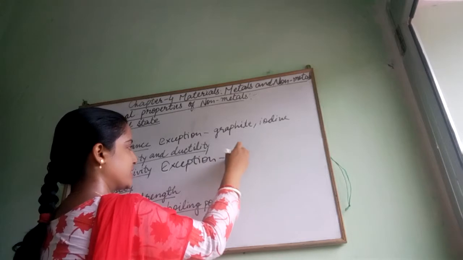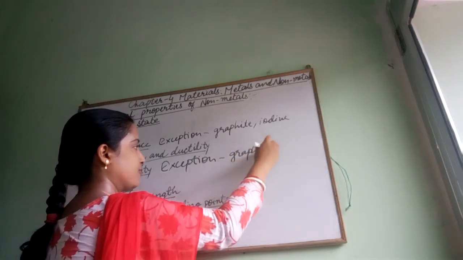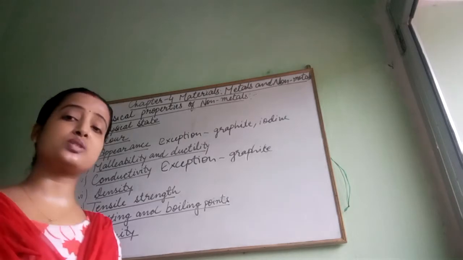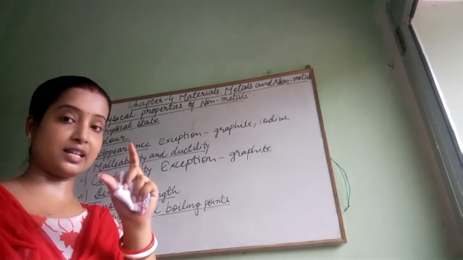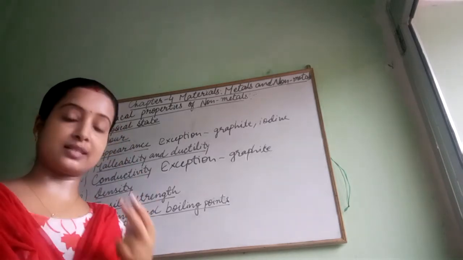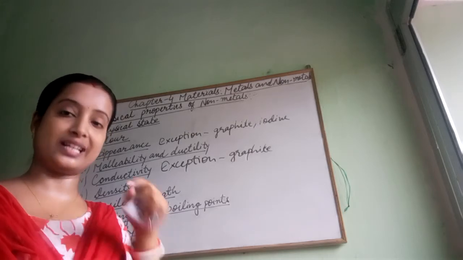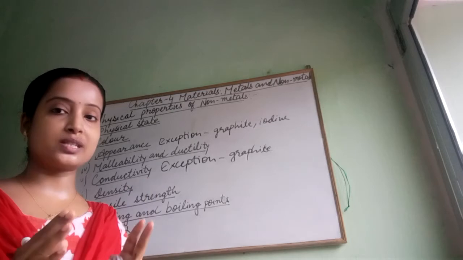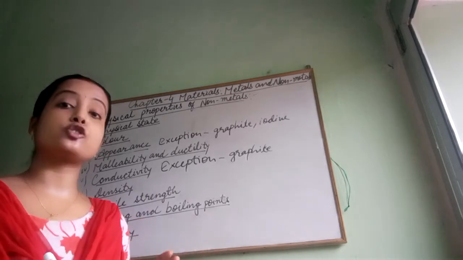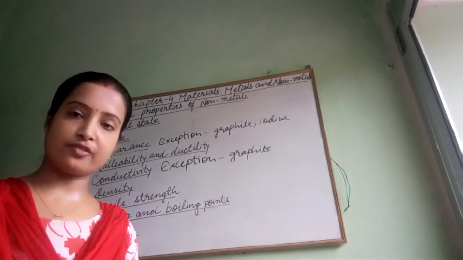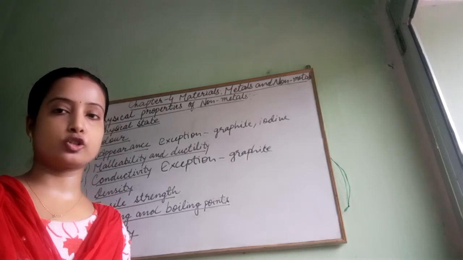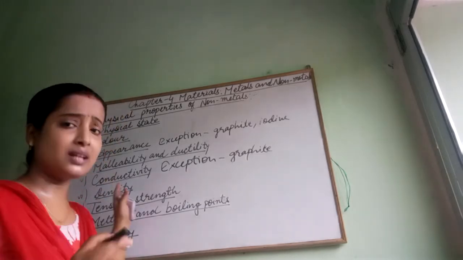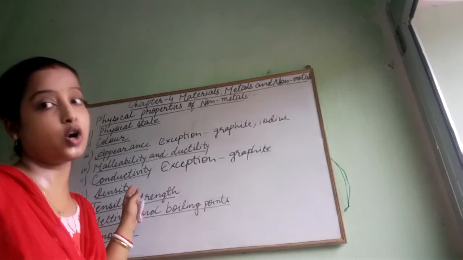again graphite. Yes, children, graphite is a very good conductor of electricity. That's why it is used as an electrode in cells. In a cell, you can see that graphite is used as an electrode inside. It is a very good conductor of electricity, it allows electricity to pass through it, and it is also a very good conductor of heat. Not only graphite but diamond also. Diamond is also a very good conductor of heat and electricity. But other non-metals are very poor conductors or non-conductors.